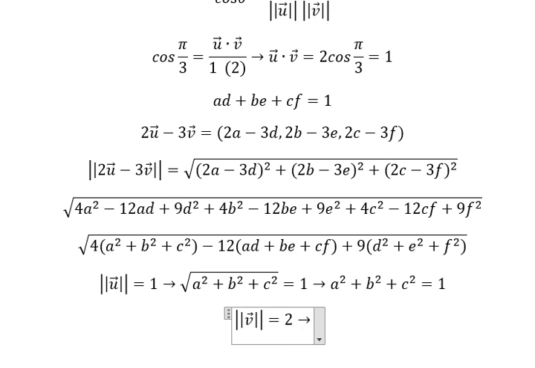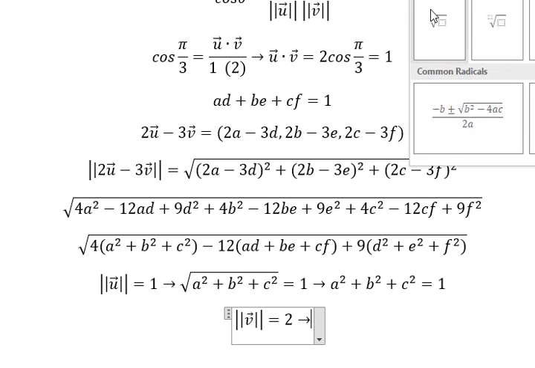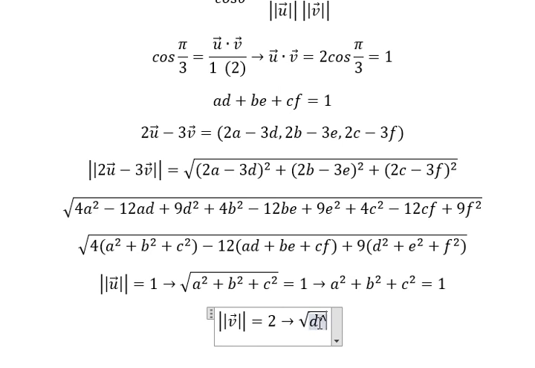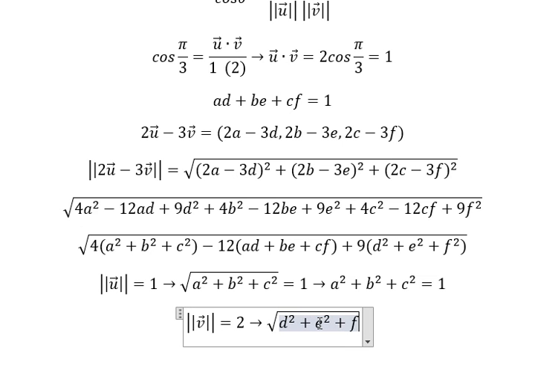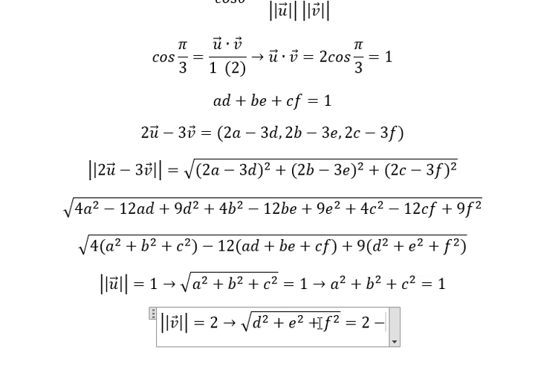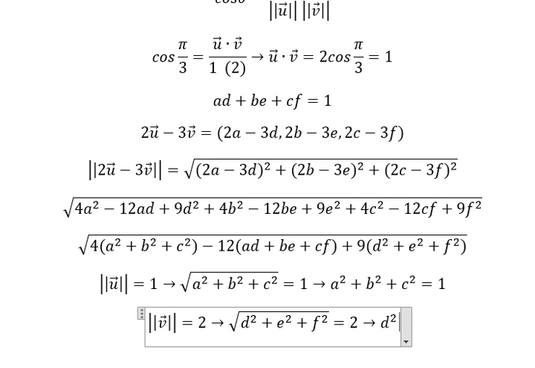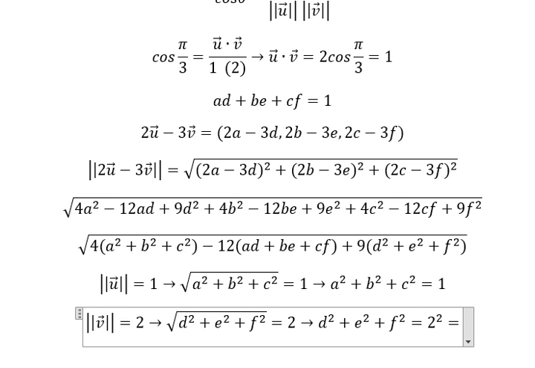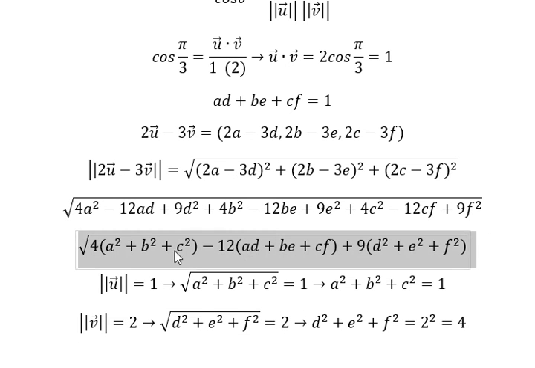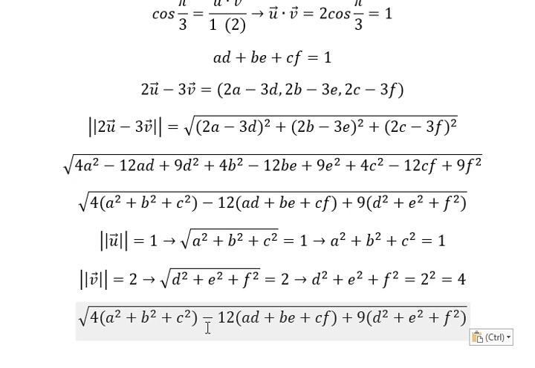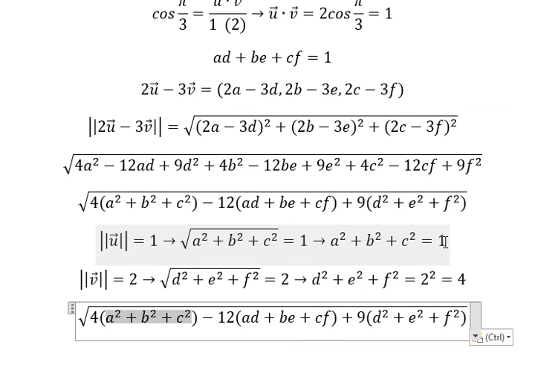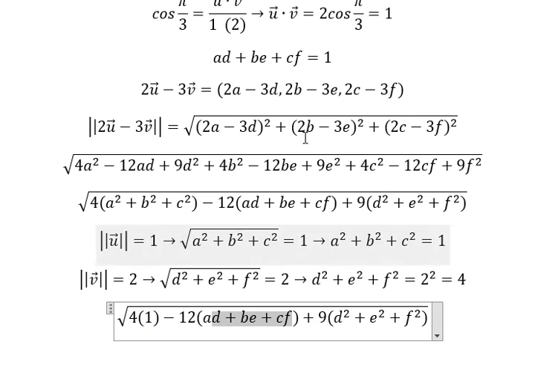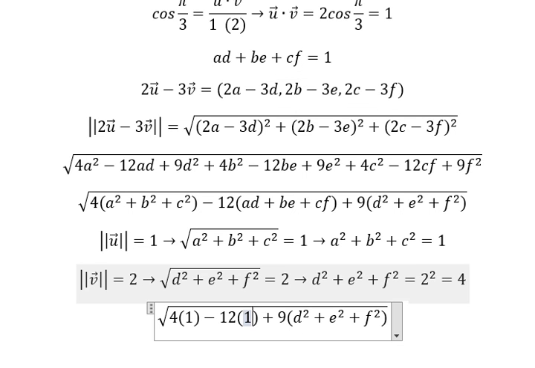So we will have the square root of d squared plus e squared plus f squared equals 2. So we square both sides, we cancel the square root, and we have 2 squared here. 2 squared equals 4. And now this one here equals 1, this one here equals 1, and this one here equals 4.